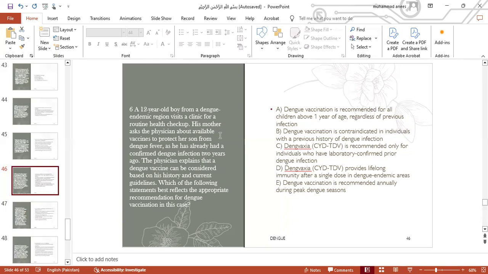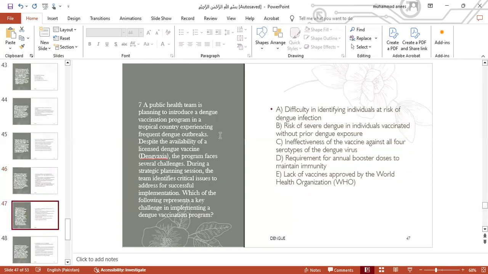So the correct answer is C, which is the dengue vaccine is recommended only for individuals who have lab-confirmed prior dengue infection. 7. A public health team is planning to introduce a dengue vaccination program in a tropical country experiencing frequent dengue outbreaks. Despite the availability of a licensed dengue vaccine, Dengvaxia, the program faces severe challenges. During a strategic planning session, the team identifies critical issues to address for successful implementation.